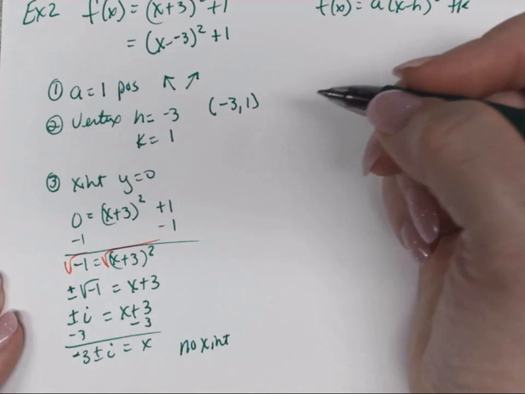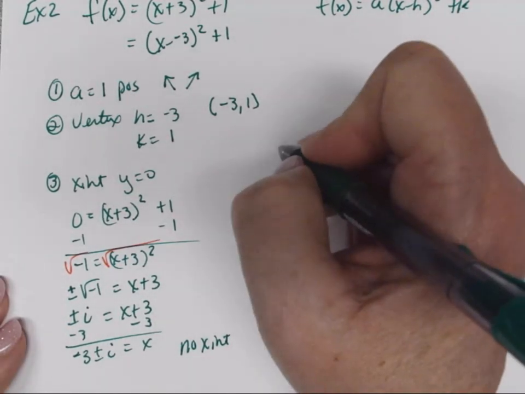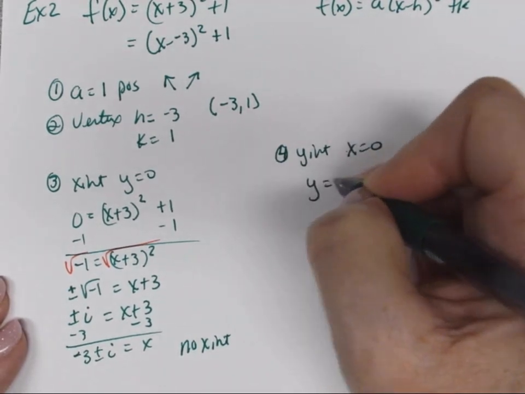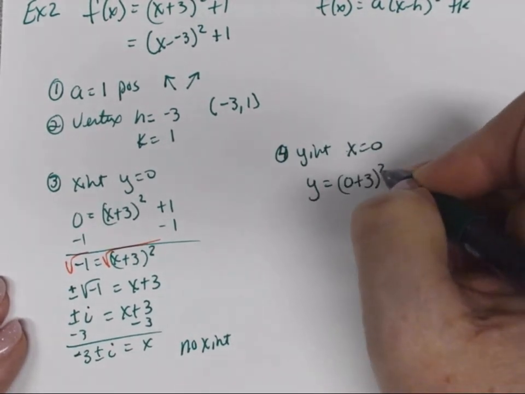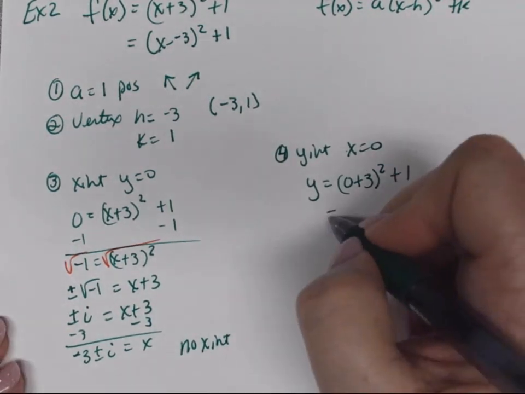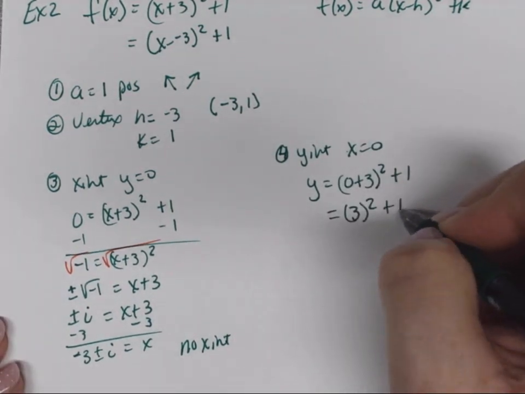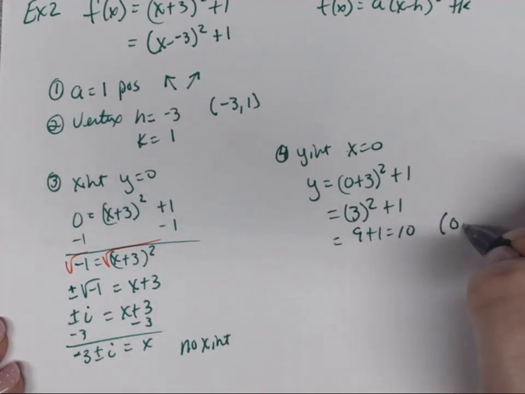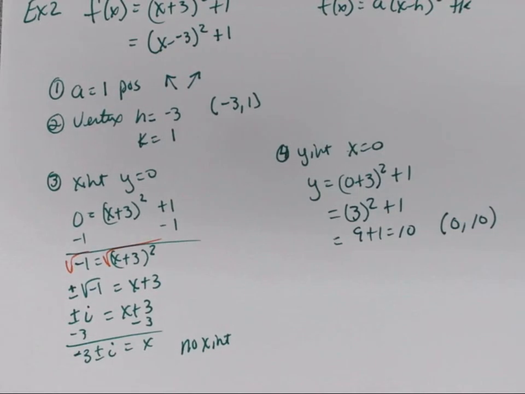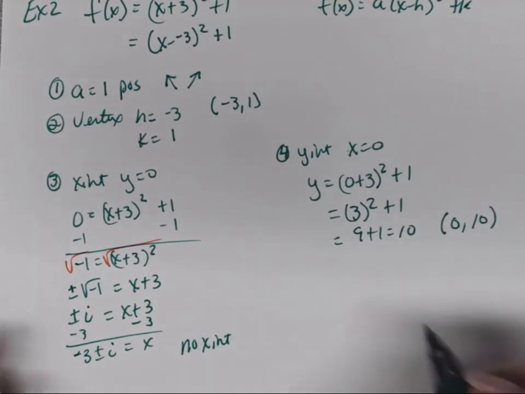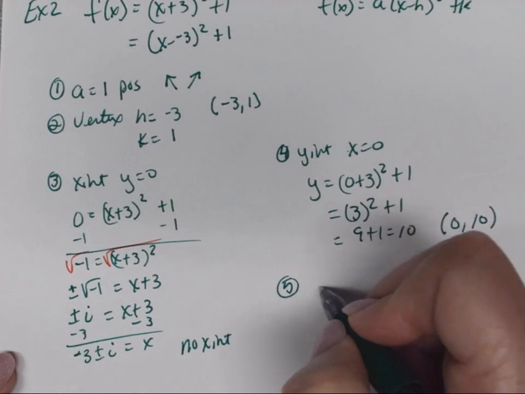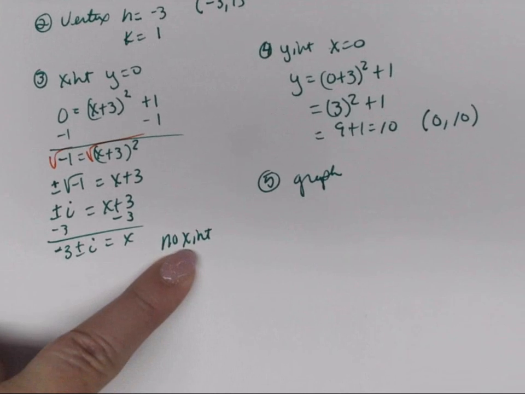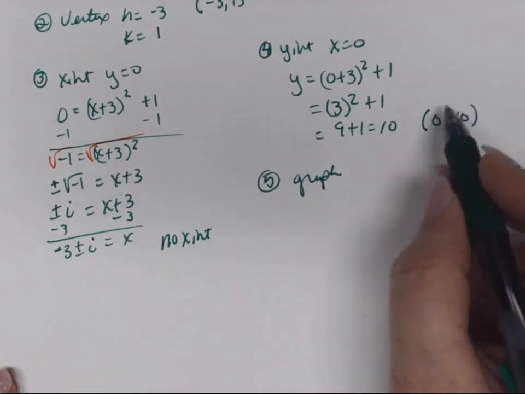All right, let's go look at part 4, the y-intercept. That's where x equals 0, so y is equal to 0 plus 3 squared plus 1. Well, that'll get us 3 squared plus 1, which will be 9 plus 1, which equals 10. So we know that (0, 10) will be our y-intercept. Step 5, we're going to graph it. So we don't have any x-intercepts.